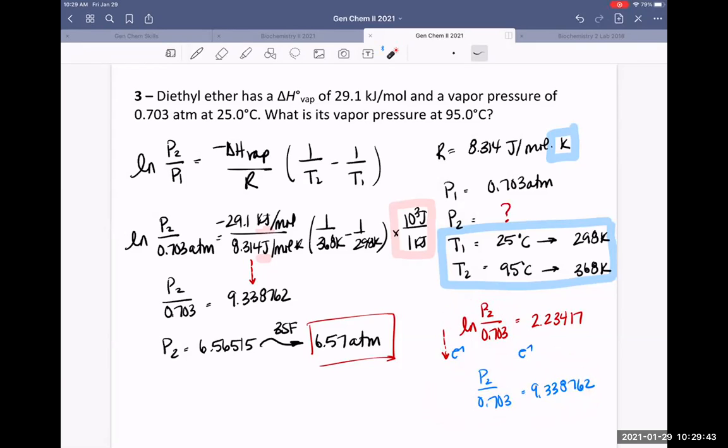I feel like I'm seeing a lot of furrowed brows. Questions? Zach, I just can't tell if it's small or if it's a furrowed brow.